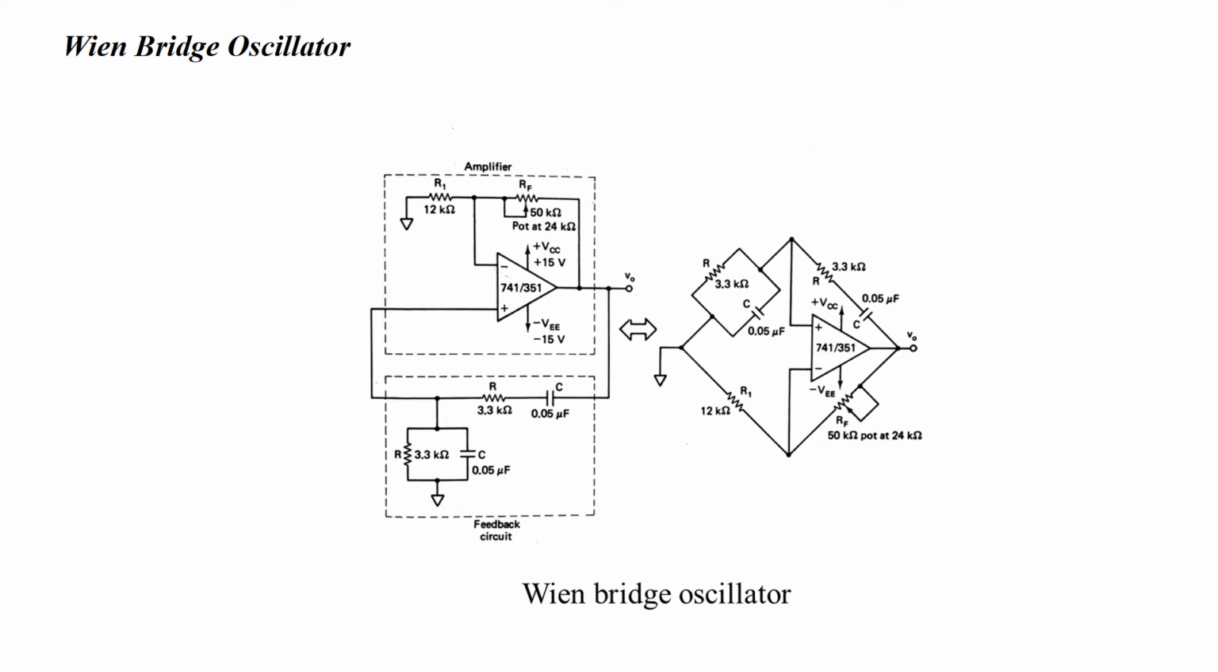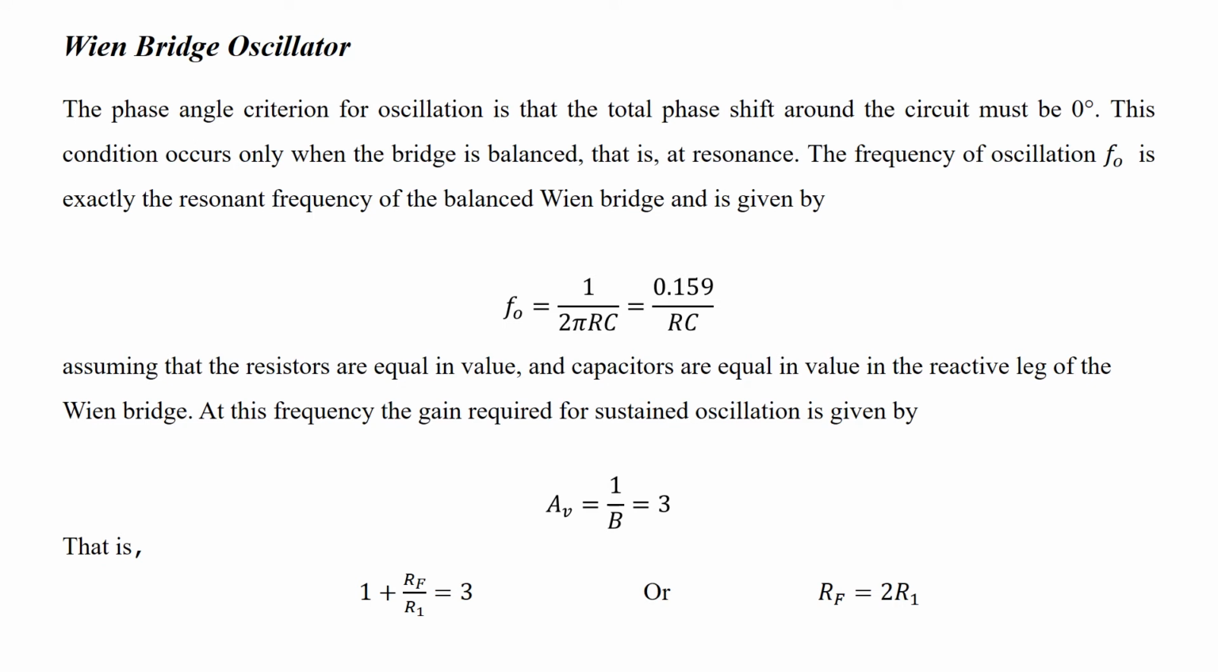This is the zoomed view of the Wien bridge oscillator. So the phase angle criterion for oscillation is that the total phase shift around the circuit must be 0 degree or 360 degree. This condition occurs only when the bridge is balanced. That means it is at resonance. So the frequency of oscillation is exactly the resonance frequency of the balanced Wien bridge, and that is given by 1 by 2 pi RC. When I put the value of pi, it becomes 0.159 by RC.